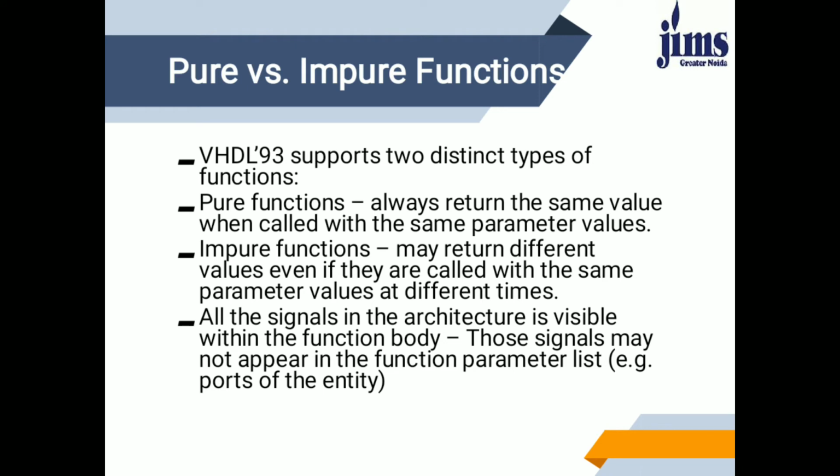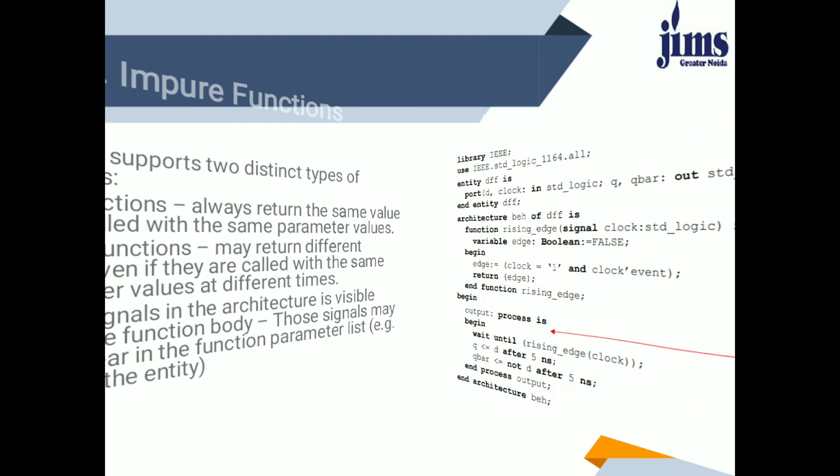Functions are categorized into two types, pure and impure functions. Pure functions are those which return the same value when called with the same parameter values, whereas impure functions may return different values even if they are called with the same parameter values at different times. All the signals in the architecture are visible in the architecture body or function body. Those signals may not appear in the function parameter list, that means sort of the entity.